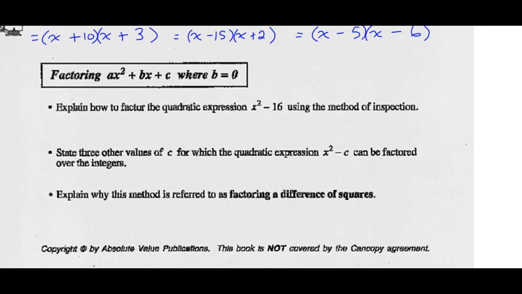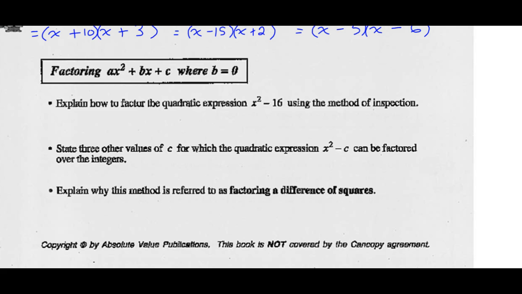Factoring ax squared plus bx plus c when b equals 0, meaning there is no x term. So you're going to have ax squared plus c. There is no second term. Explain how to factor the quadratic expression x squared minus 16 using the method of inspection. Well, you would ask yourself, if I wanted to write it in full form, x squared minus 0x, or you could say plus 0x, it doesn't matter, minus 16. What two numbers have a sum of 0 and a product of negative 16?